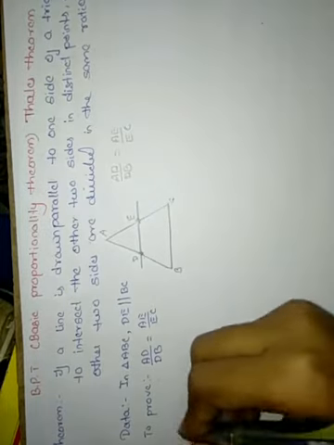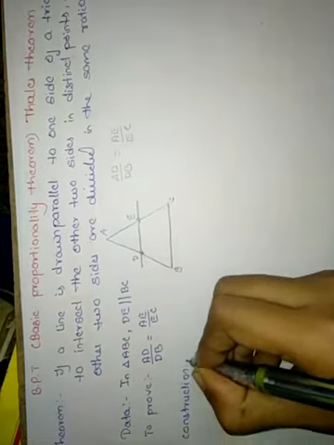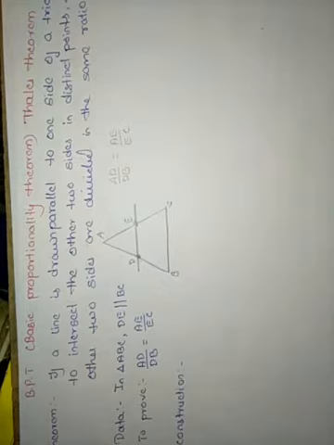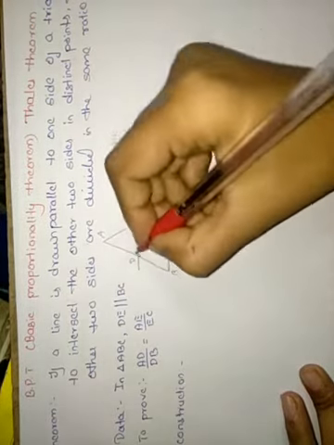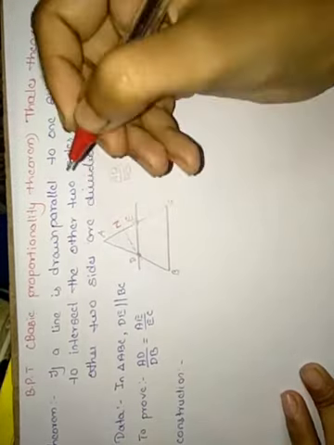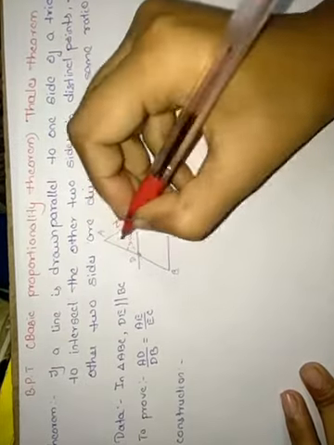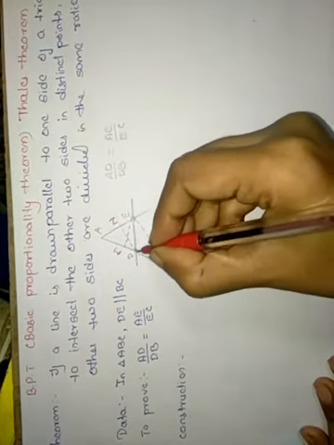Then construction. To prove this condition, we have to make some construction here. We'll draw a perpendicular line from the point D to AC, and I will name it N. And one more perpendicular line from the point E to the AB line, and it is named M. And we'll join BE and DC. We'll write it here.